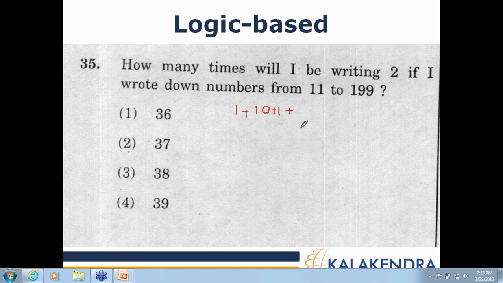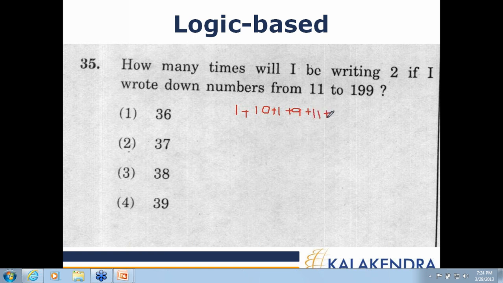102 again, then you have 112 again. So you've got 9 2's again here, which you have for every 10 numbers you've got a 1 2. So that's it. Next comes the 120 series, where you've again got 11 2's just like the first one.